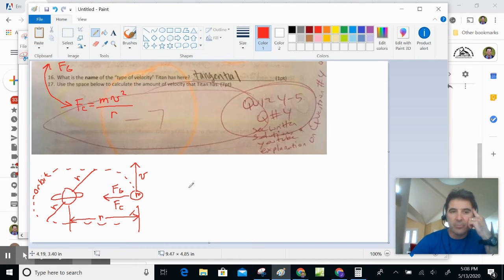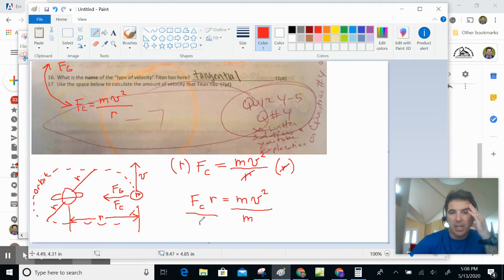So we can rearrange it. So here's the original equation. Fc equals the mass of the object times the velocity of the object squared, divided by the radius of the turn. This is the radius of the turn. So if I multiply each side by r, then it will cancel this out. And I get Fc times r equals mv squared. And then if I divide each side by m, this m will cancel this m.